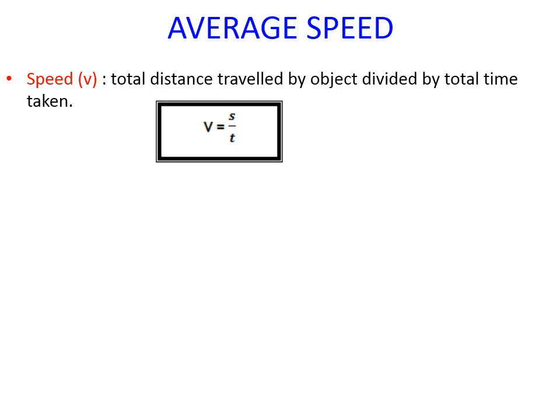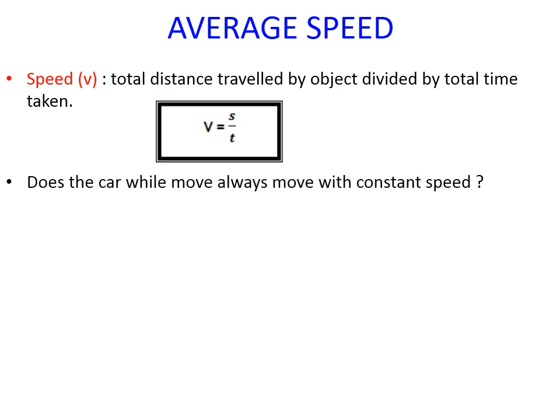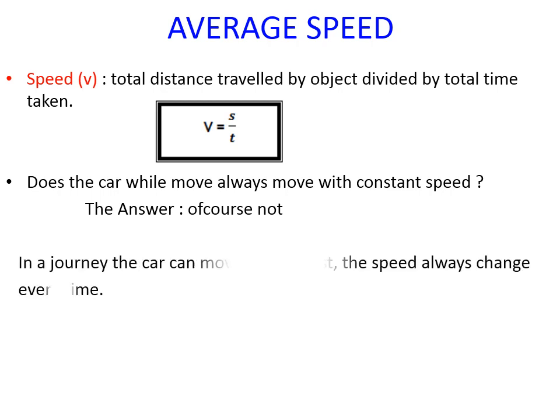While we talk about the journey of a car, does the car always move with constant speed? The answer, of course, is not. In a journey, the car can move slow or fast. Speed always changes every time.